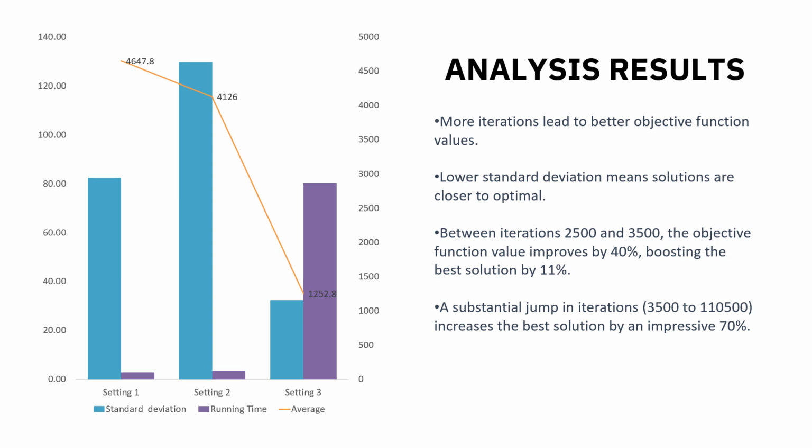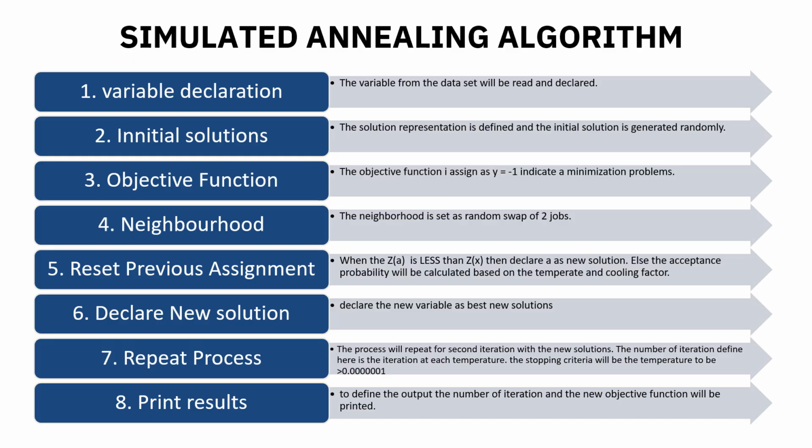And then when you look at the substantial jump in iteration between 3500, which is setting 2, and setting 3, it is actually able to increase the best solution impressively by 70%. So hence, for hill climbing, I think higher iteration will lead to better solutions, and we can be closer to the optimal solutions. So next, let's move on to simulated annealing.